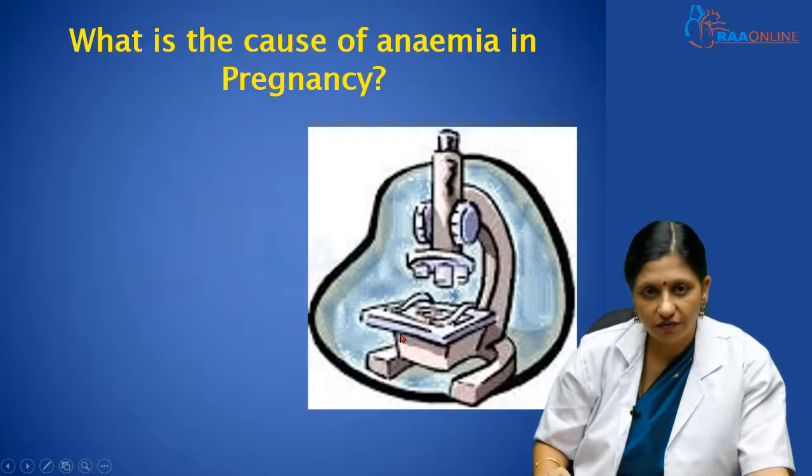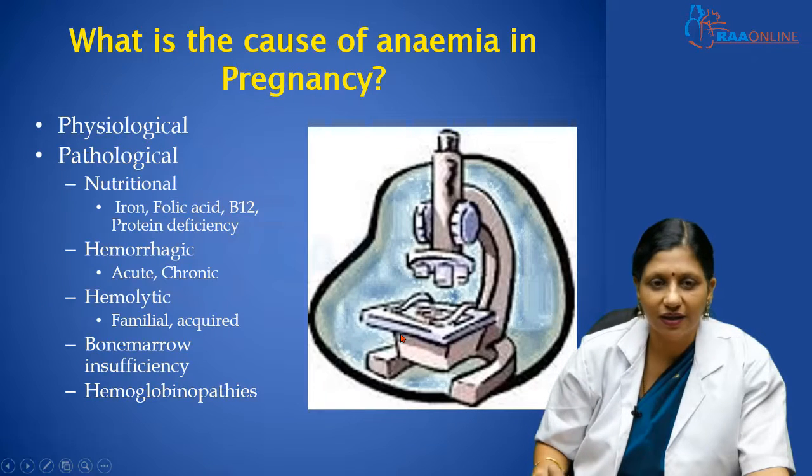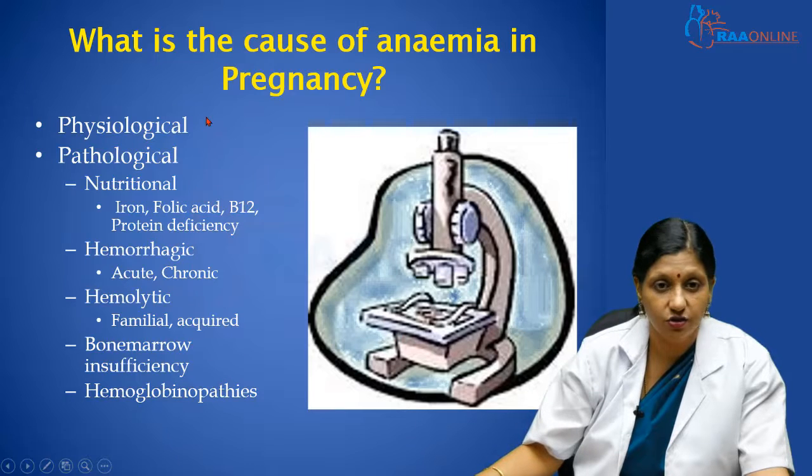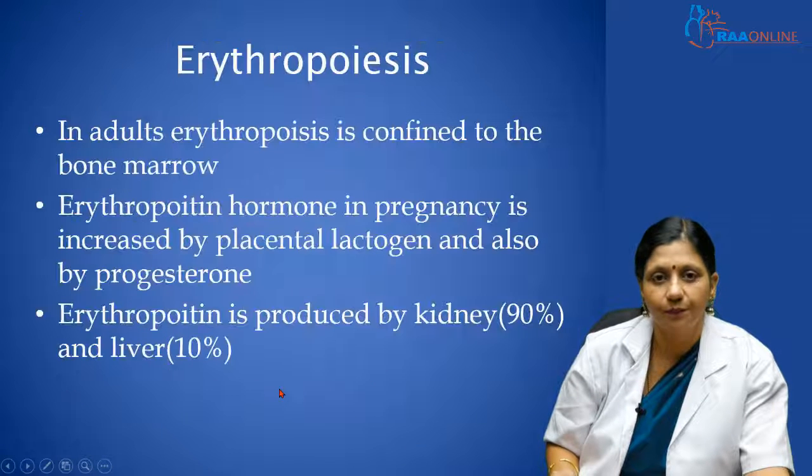So what is the cause of anemia in pregnancy? It can be physiological, we saw the dilutional anemia, or it could be pathological. The pathological causes could be nutritional: iron, folic acid, B12 or protein deficiencies. It could be hemorrhagic, acute or chronic blood loss, hemolytic, which can be familial or acquired, or it could be bone marrow insufficiencies or hemoglobinopathies.